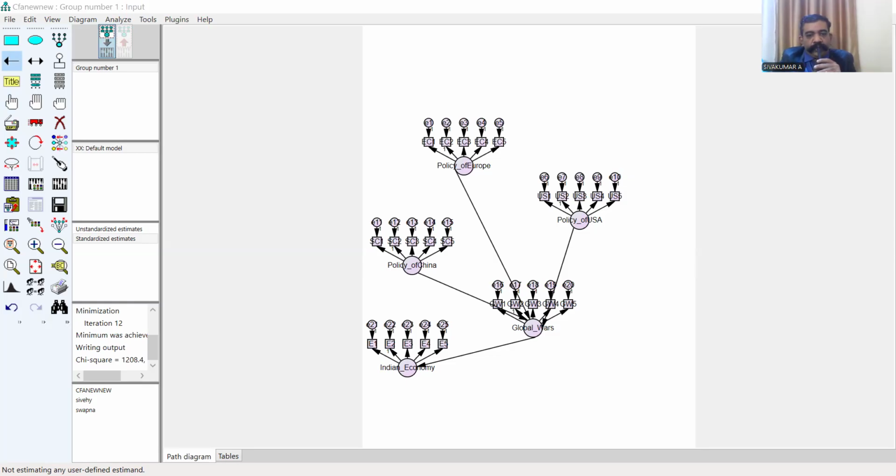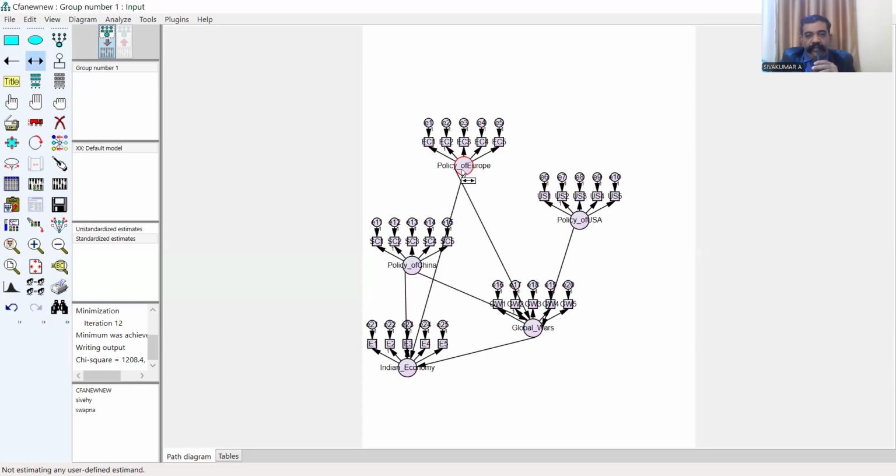Then two lines are needed. The policy of Europe has a relationship with the Indian economy. Then the policy of China has a relationship with the Indian economy. I have already told you there are two dependent variables and three independent variables. Between the independent variables, you have to draw double-headed arrows. That means between the policy of Europe and the policy of USA. This is a double-headed arrow. Please click on it and drag it.